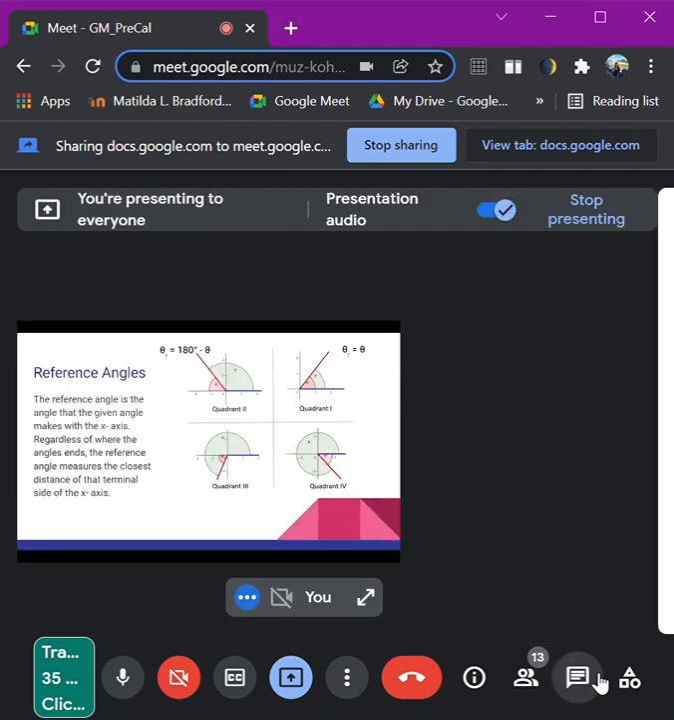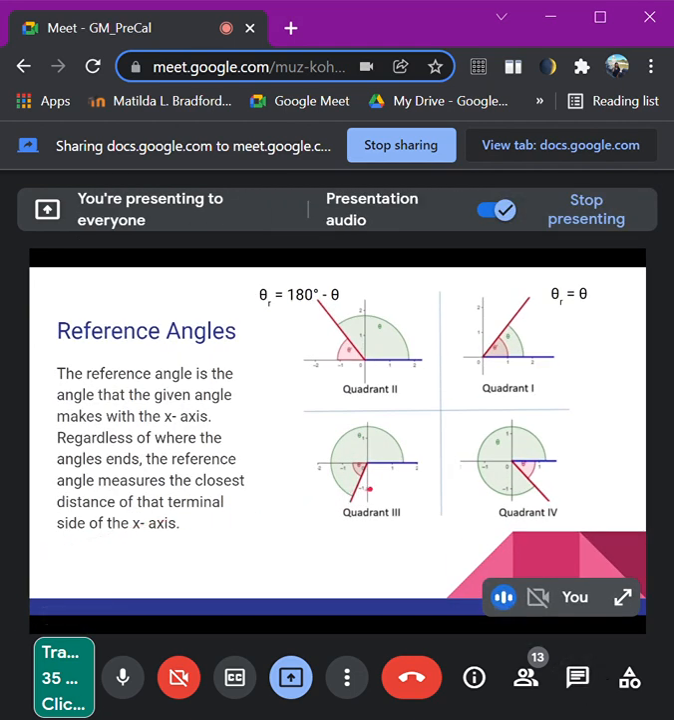Now, let's go to our next one. For our quadrant 3 class, this is our quadrant 3. We have here our terminal side, and that is our initial side. It starts here because it is in standard position. You have there, it rotates, and it ends here, which is the given.